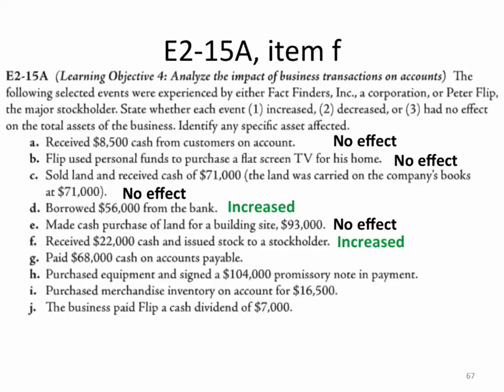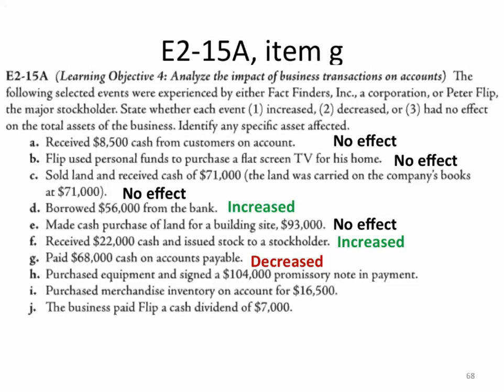Okay, G: paid cash on accounts payable. So cash is an asset. Did we increase or decrease it? Decreased it. What's accounts payable? What kind of account? Liability. Okay. So in this case, this would have decreased cash. Okay, would have decreased total assets.